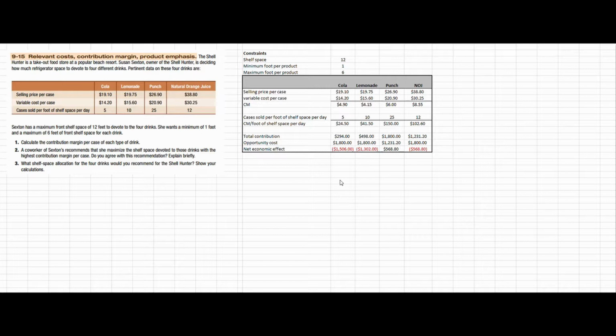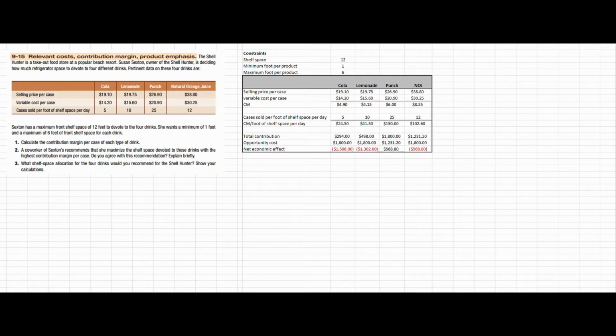If we take all 12 feet of shelf space and apply it to cola, that will generate a total contribution of $294. In other words, each foot will generate a contribution of $24.50 because each square foot of cola will be able to sell 5 cases, and each case has a contribution margin of $4.90. So in this row right here, we can determine the total amount of contribution we would be able to generate from each of our different options if we took all 12 feet and applied that resource only to each one of these products. All right.